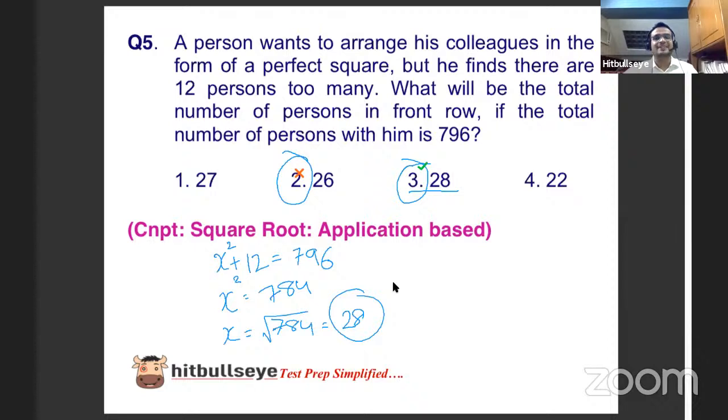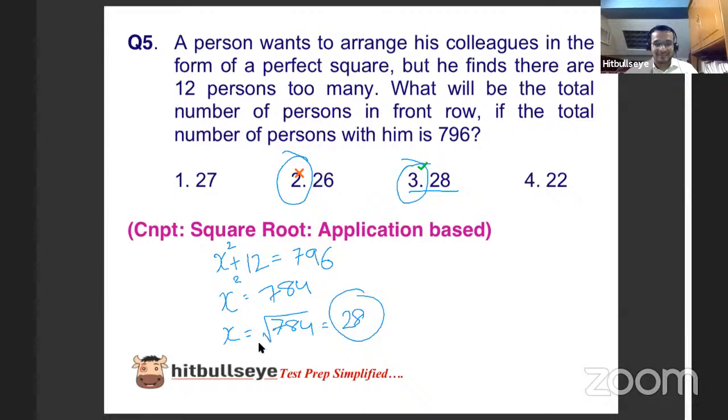12 persons too many means 12 people are extra when I'm trying to make them sit in a square. जब मैं उन्हें square में बिठाने की कोशिश कर रहा हूँ, 12 people are extra and I have to remove those 12 people first from 796. Now, once I'm done with that, I have got 784 as a perfect square and I can make them sit in a square fashion. X is nothing but a square root of 784.